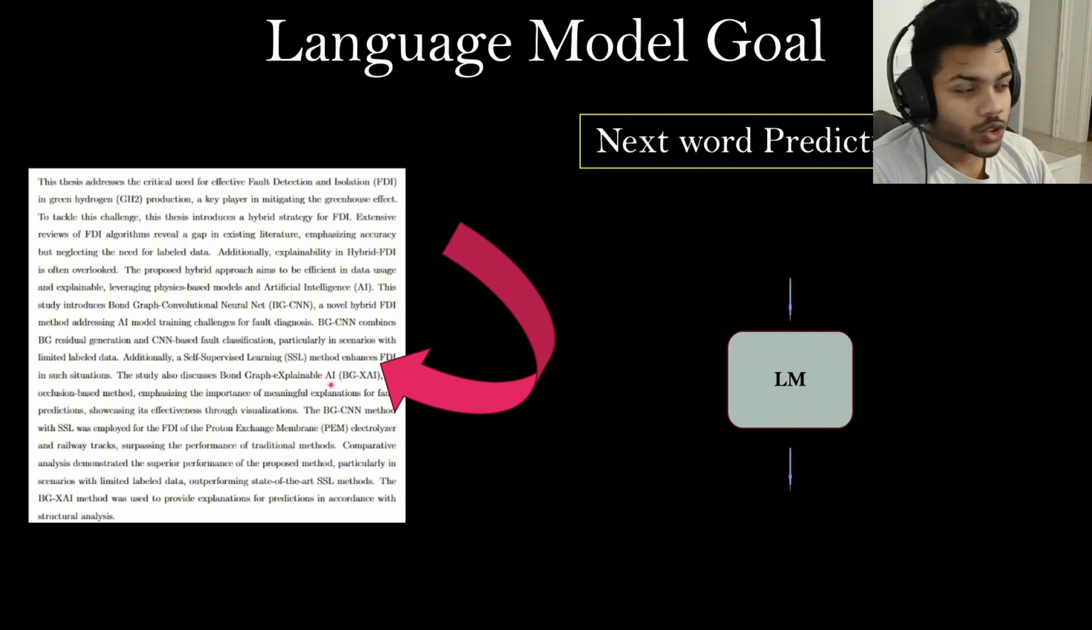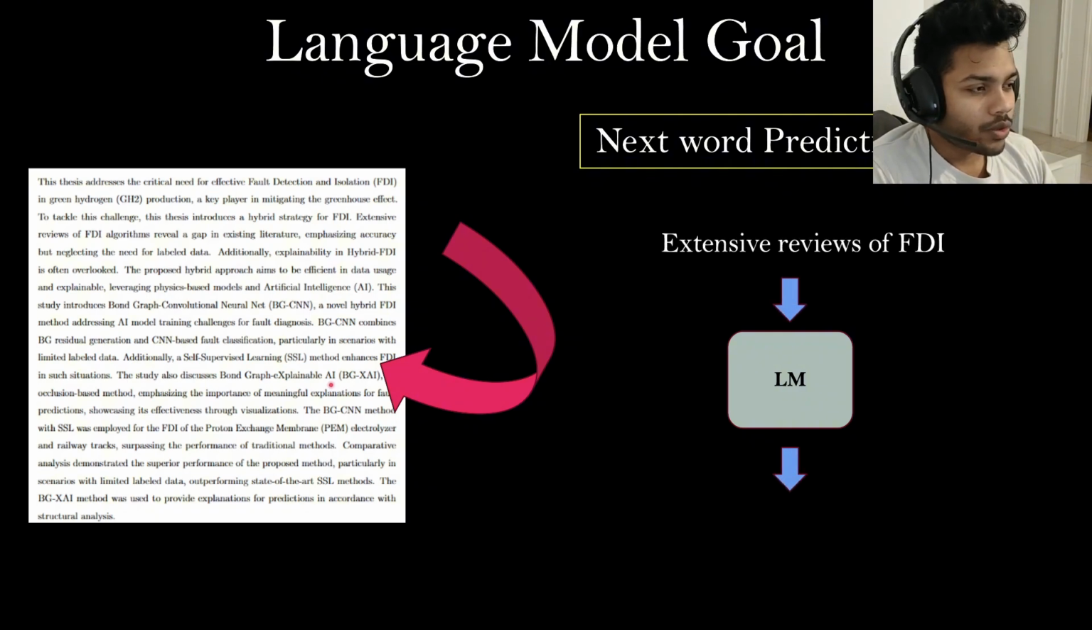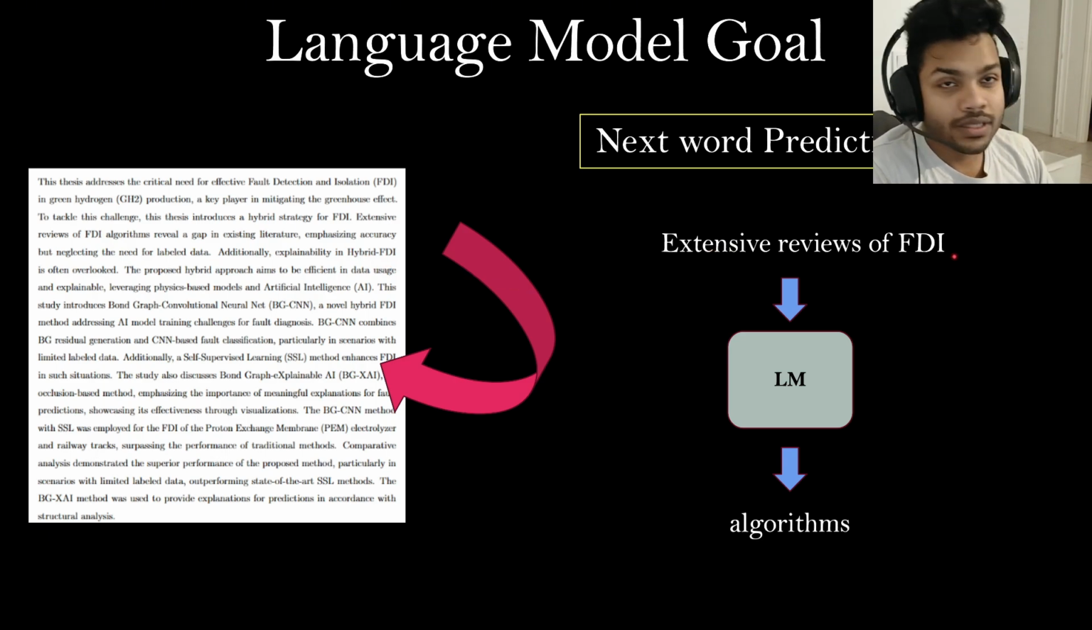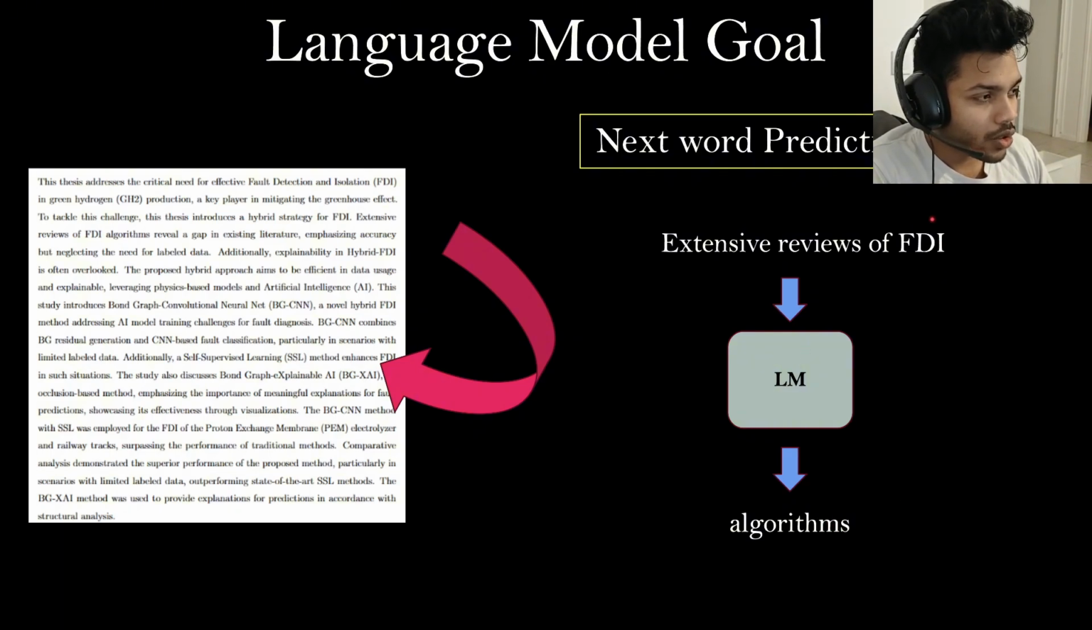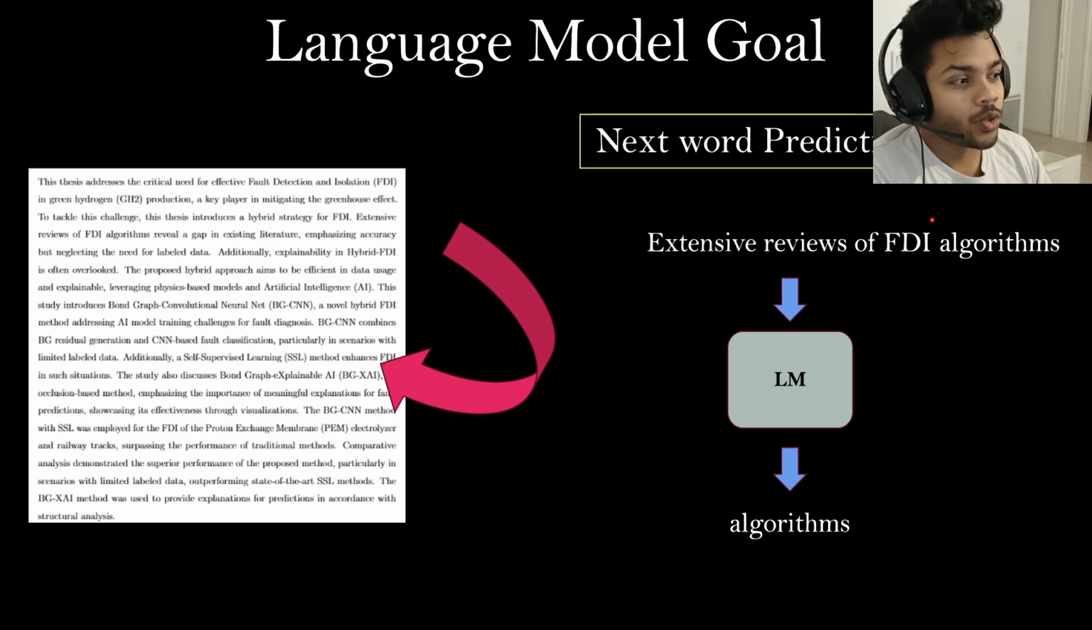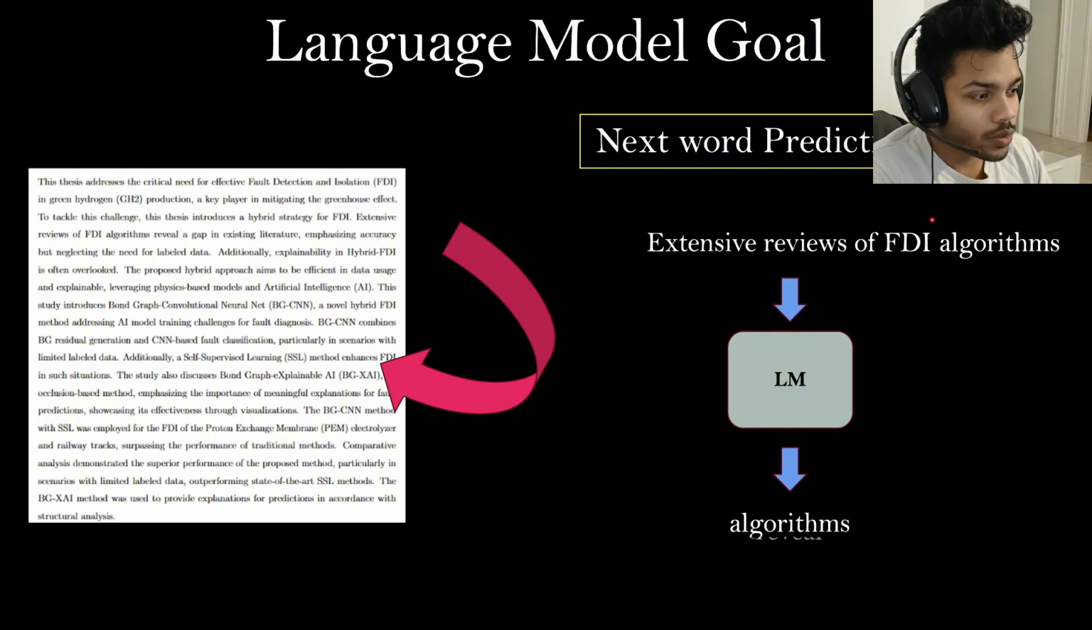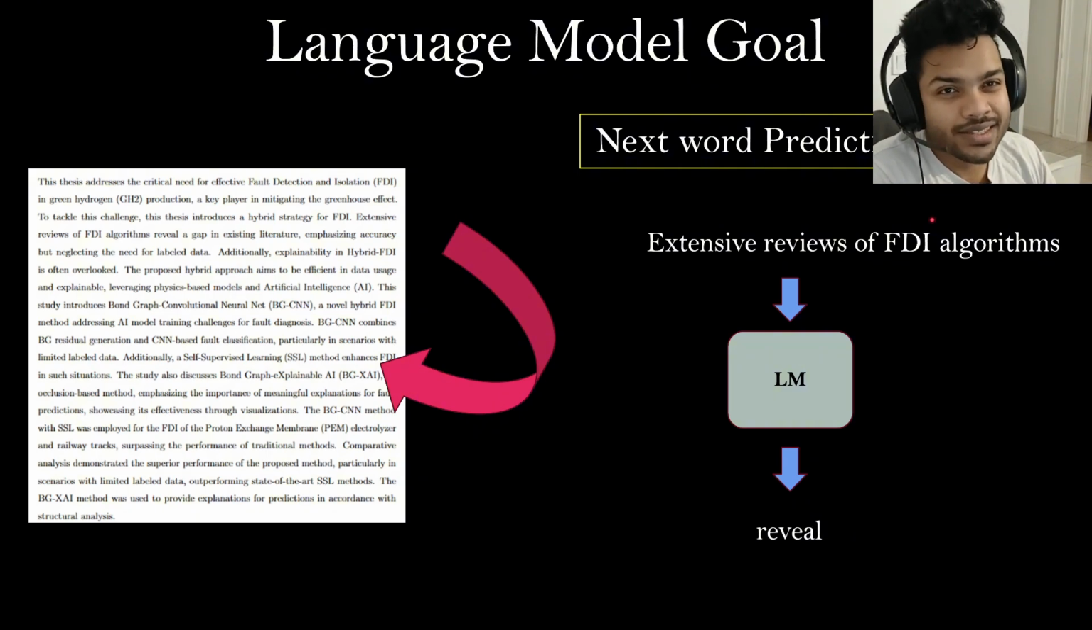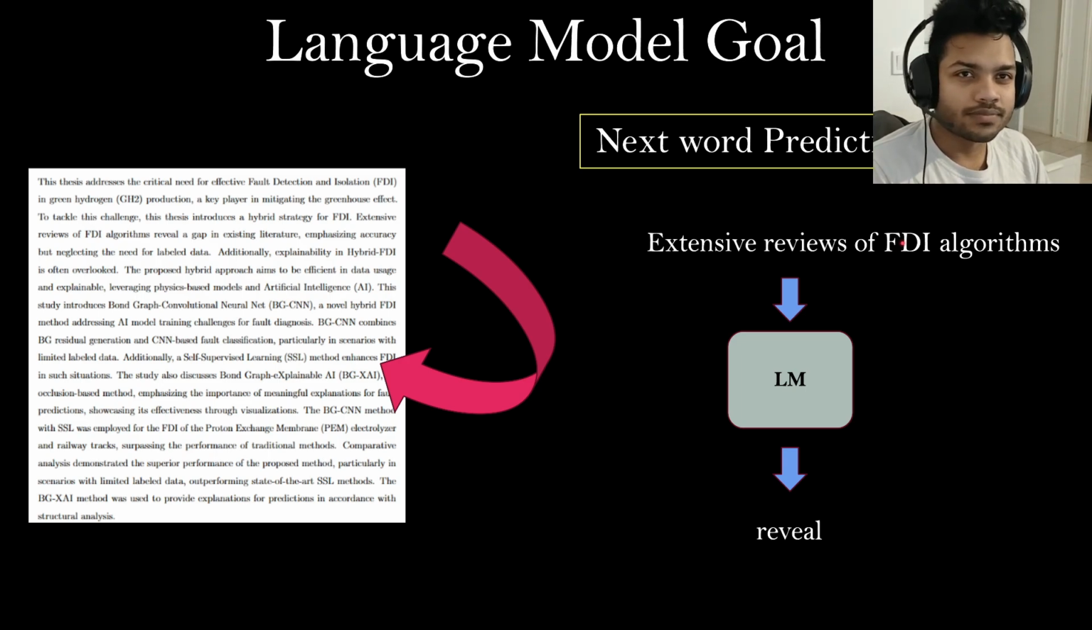So this is my language model, and what will be my input? My input will be some text from here, like "extensive reviews of FDI", and my output will be "algorithms". After that, this output will be concatenated with my input, so it becomes "extensive review of FDI algorithm", and then my goal will be to predict the next word, which in this case is "reveal". And like this I will frame my input and output for the machine learning model. I hope that is clear for now.